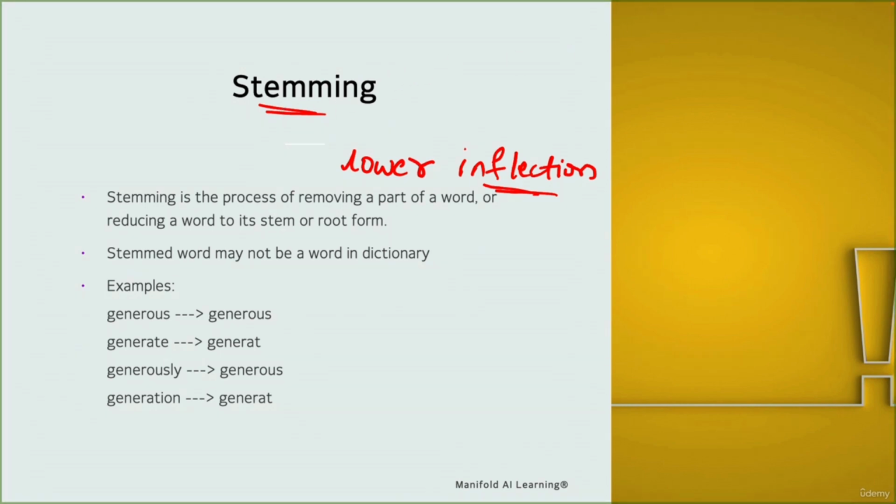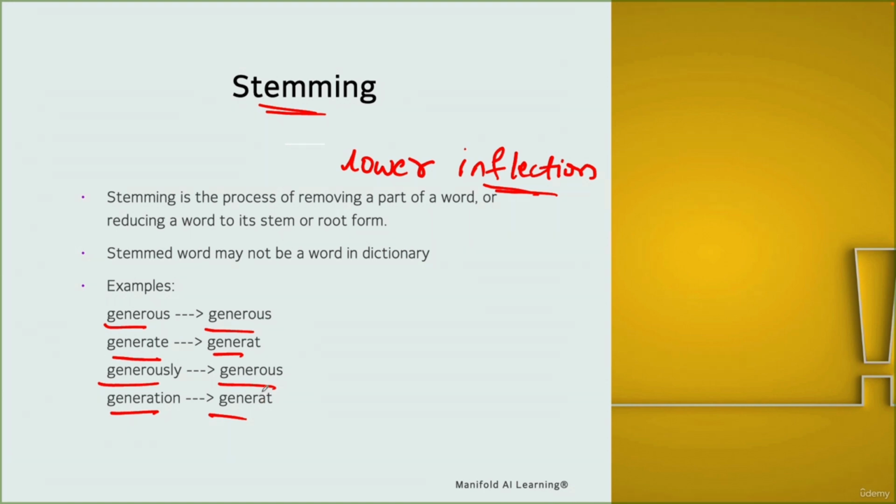As a result, we employ this activity of stemming so that we reduce the number of words that we have to process whenever we are applying machine learning models. To give you an example, the stemmed version of generous is generous itself. Generously, the stemmed version is generous. And generate, the stemmed version is generate, and generation, the stemmed version is generate.